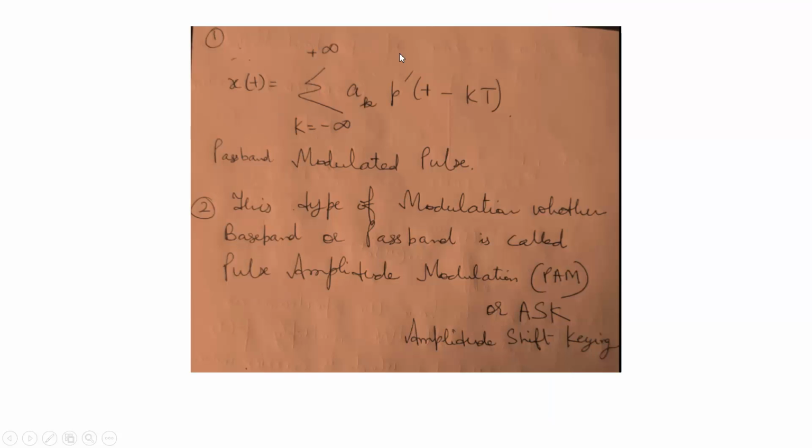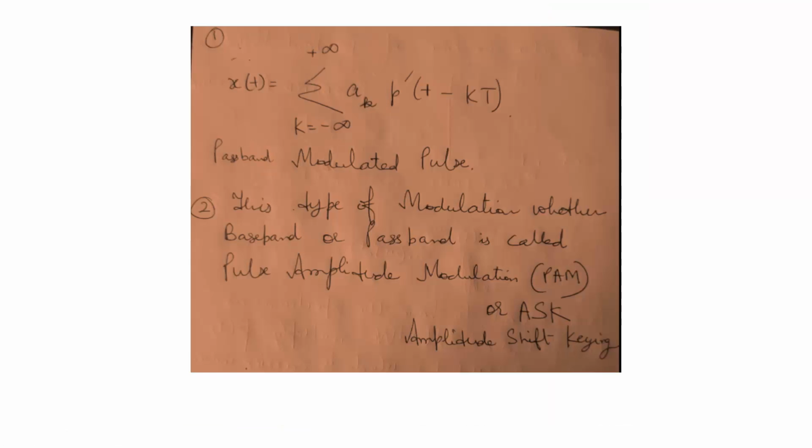Now, in case of passband modulation, I can use the same expression, where x(t) is my transmitted signal, sum of a_k p(t minus kT). This was for baseband modulation. Now I have changed this waveform into a passband pulse. So again, the signal to be transmitted is now p dash (t minus kT).